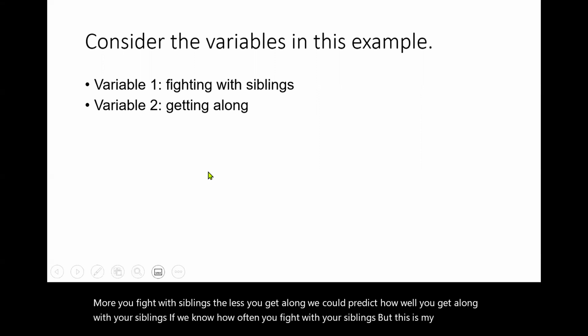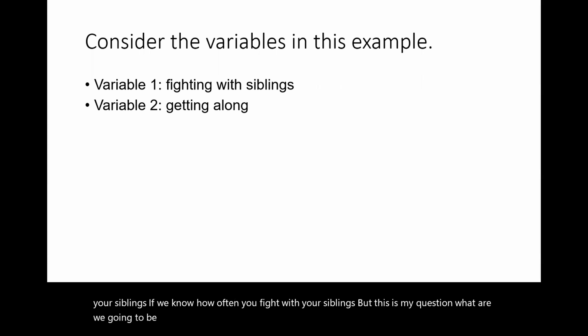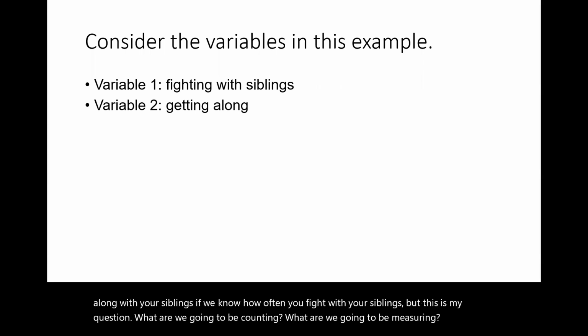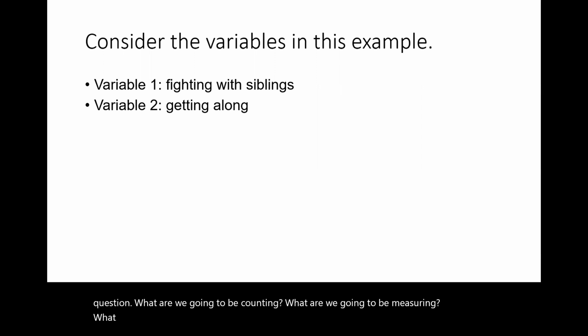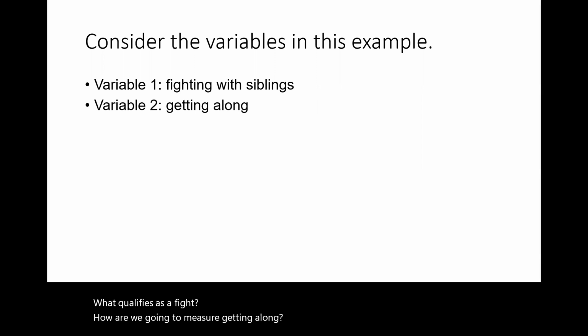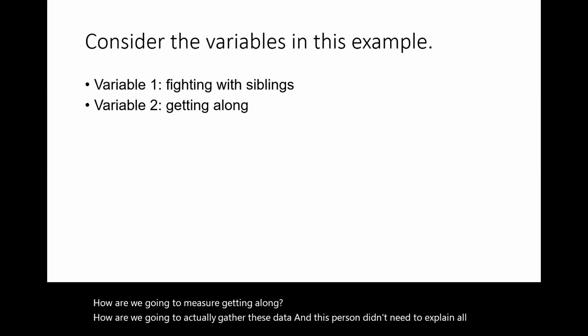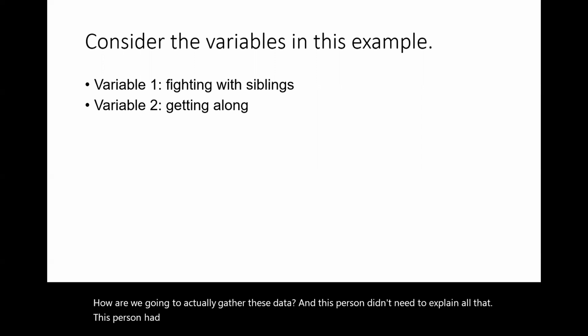What are we going to be counting? What are we going to be measuring? What qualifies as a fight? How are we going to measure getting along? How are we going to actually gather these data? And this person didn't need to explain all that. This person had a really good proposal. This is a good inverse relationship. This is a very good example.